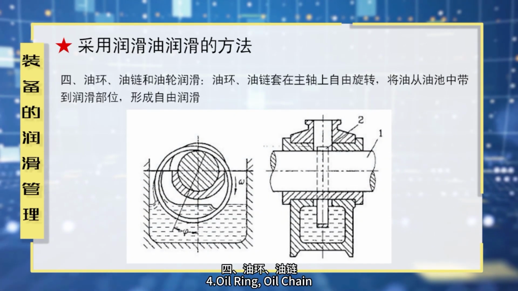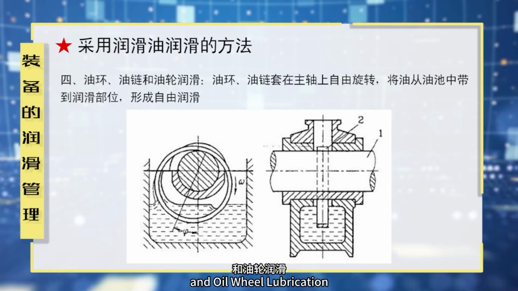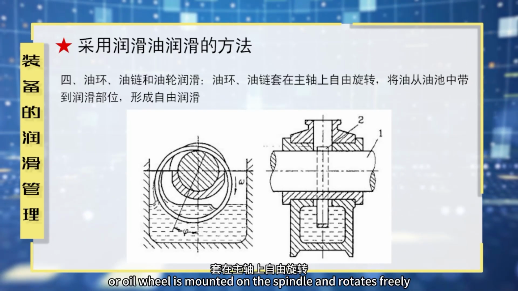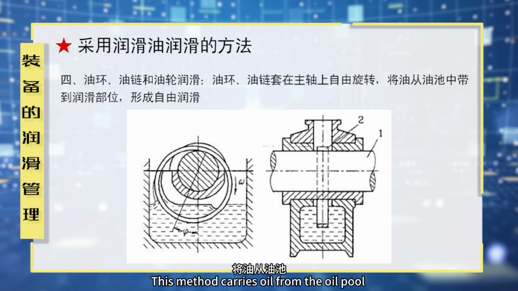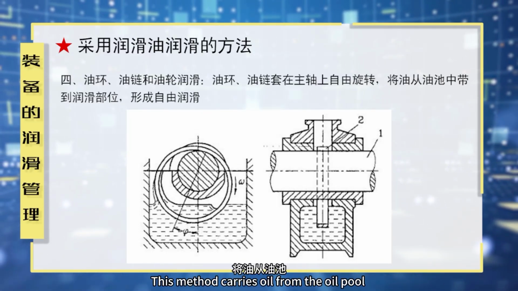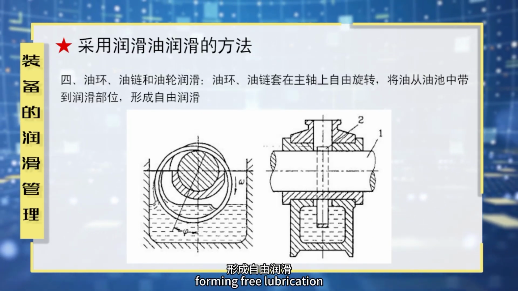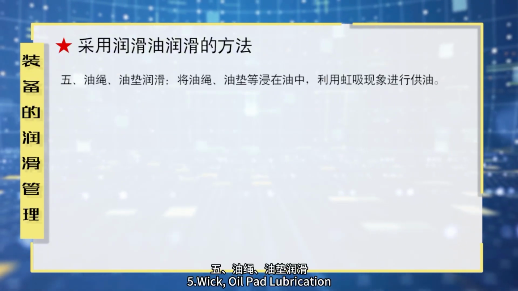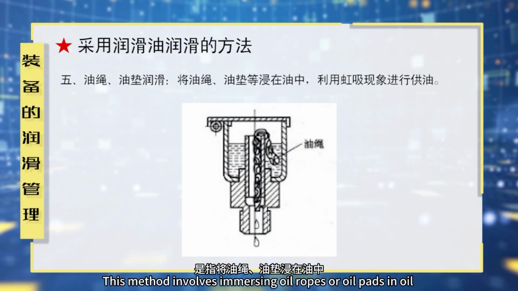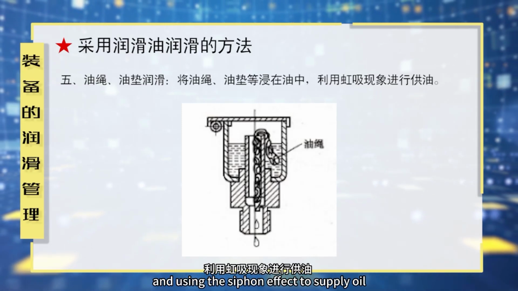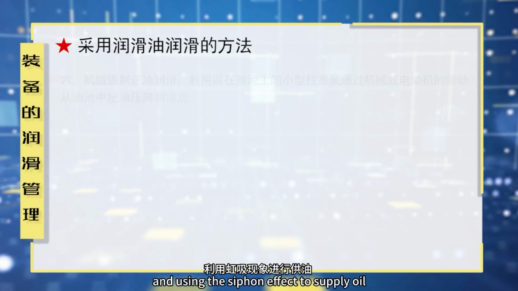Fourth, oil ring, oil chain, and oil wheel lubrication. The oil ring, oil chain, or oil wheel is mounted on the spindle and rotates freely. This method carries oil from the oil pool to the lubrication points, forming free lubrication. Fifth, wick, oil pad lubrication. This method involves immersing oil ropes or oil pads in oil and using the siphon effect to supply oil.